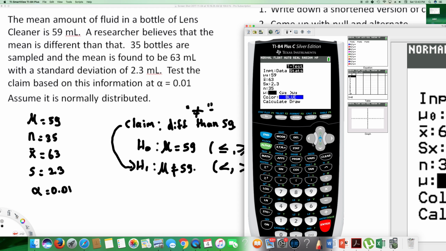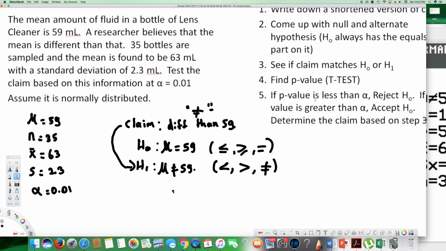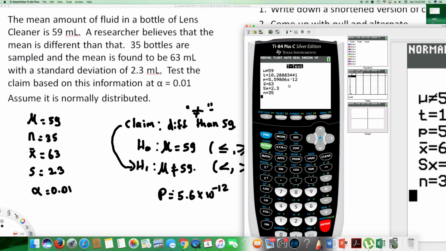After that, we are going to calculate, and we have to note down the p-value. That's what we want. If you look at this, it is giving us 5.59 times 10 to the power minus 12. So let's write that down right here. P is equal to 5.59, we can say 5.6 times 10 to the power minus 12. That's what e power minus 12 is, basically 10 to the power minus 12.